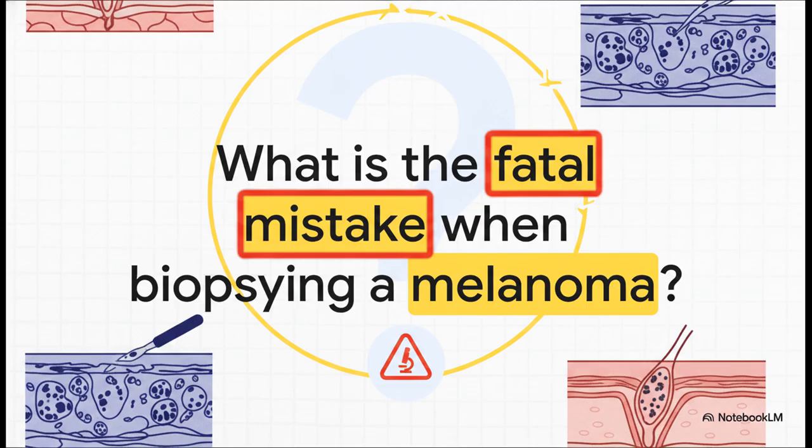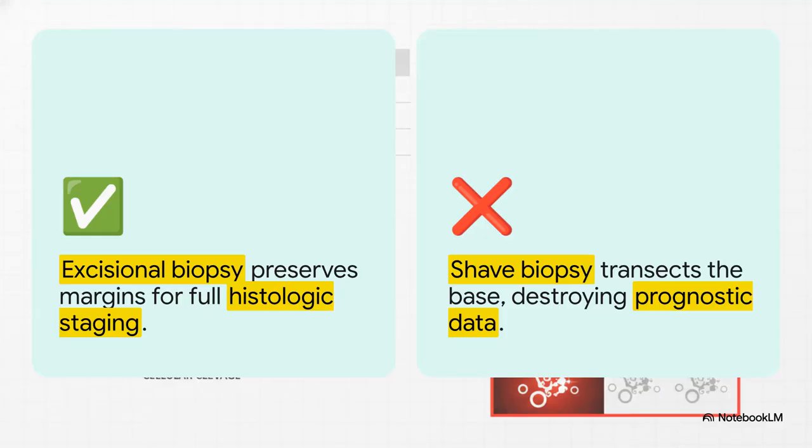A clinical lawyer might try a quick, superficial procedure just to get a piece of tissue. But I want you to seriously think about what is permanently lost if you just shave the top off and transect the base of a potential melanoma. The execution protocols here are completely black and white. You must perform a complete excisional biopsy with appropriate narrow margins, usually 1 to 3 millimeters. A superficial shave biopsy, that is the fatal mistake.